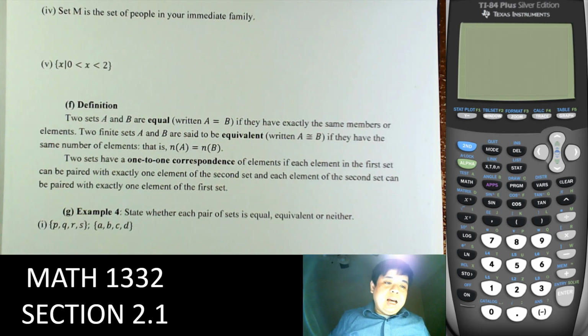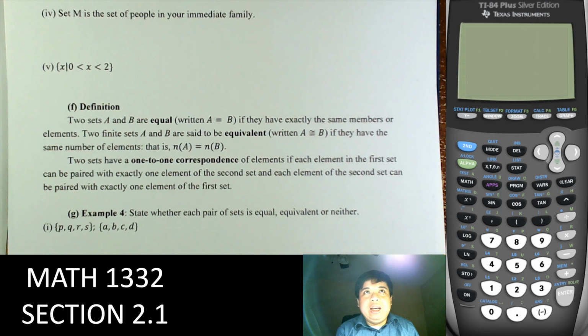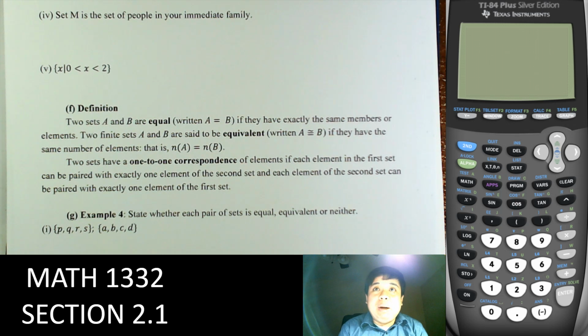Set M is the set of people in your immediate family. Well, I don't know how many people are in your immediate family. Maybe you know, maybe you don't. But the thing here is, I'll ask you this: how many people are on Earth? The population of the Earth? 7 billion, 8 billion? Well, it doesn't matter. Even if it is 8 billion, it's still finite, right?